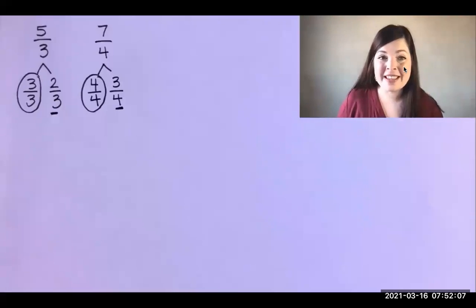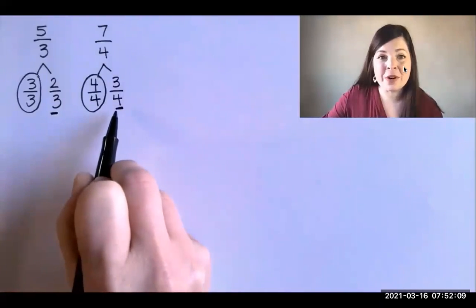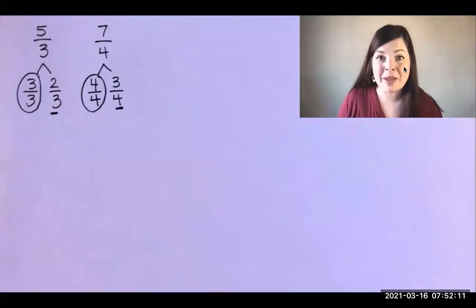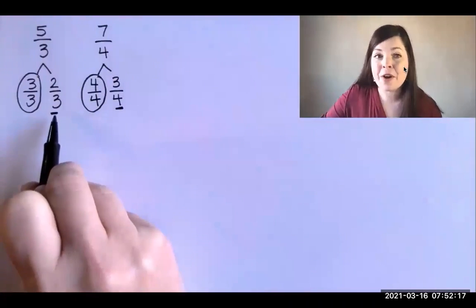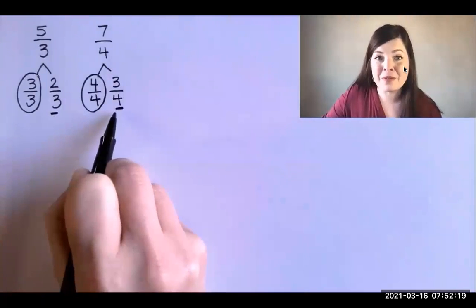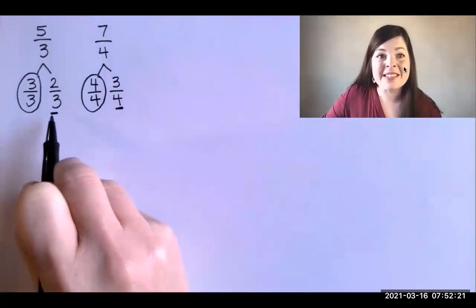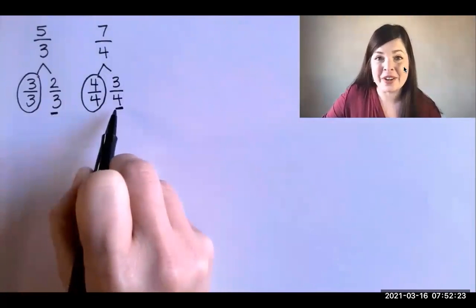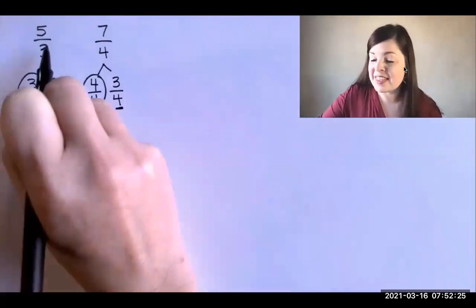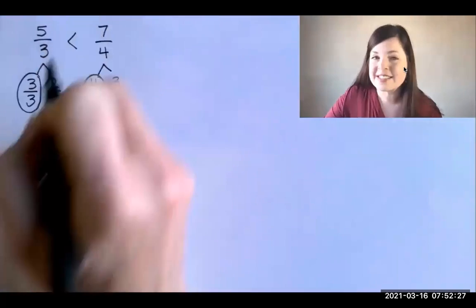You may have noticed that both 2/3 and 3/4 are just 1 unit away from 1 whole. Since thirds are bigger than fourths, 2/3 is farther away from 1 whole than 3/4 is. That means that 2/3 is less than 3/4. That tells us that 5/3 is less than 7/4.